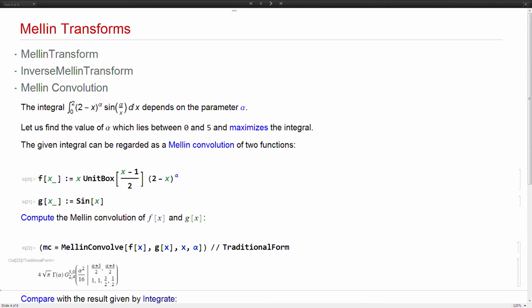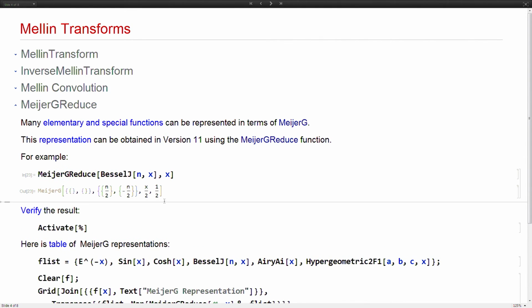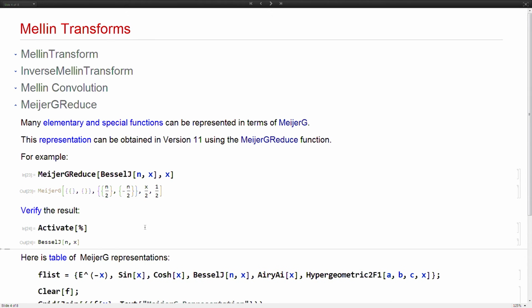Okay, so finally we go on to MeijerReduce, which is a new function. MeijerReduce will give you the Meijer equivalent of any function that you want. And here's Bessel, and you get back a Meijer G for that. And then you can get back the answer, the Bessel function, by just checking activate. So here's an example of a table of MeijerReduces.